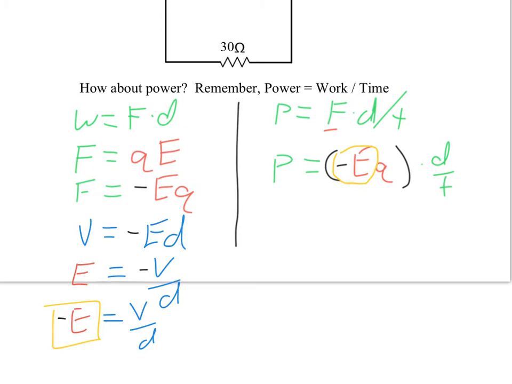So again, another substitution over here. So power is equal to, inside my parentheses, voltage divided by distance times charge, close out those parentheses. And then don't forget, I've also got this d divided by t.